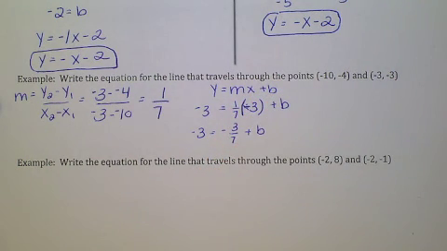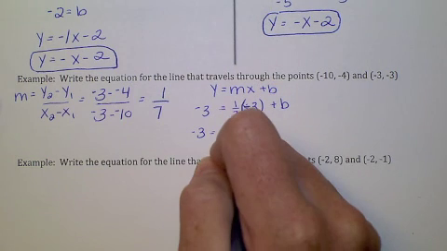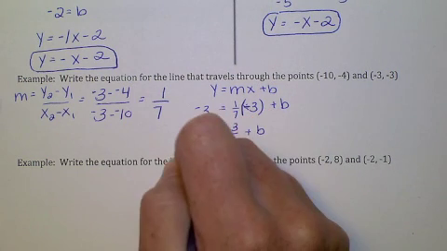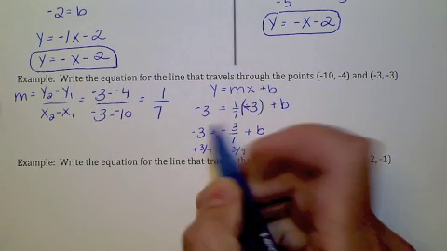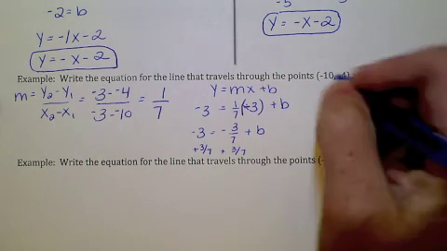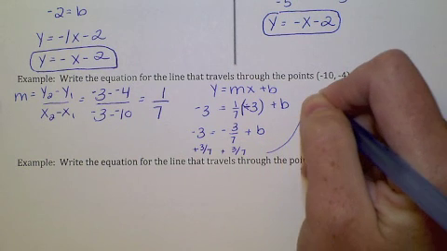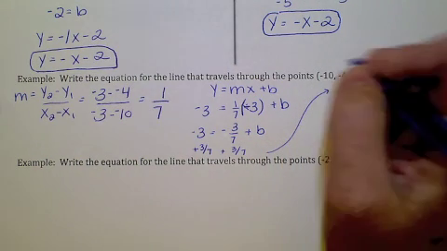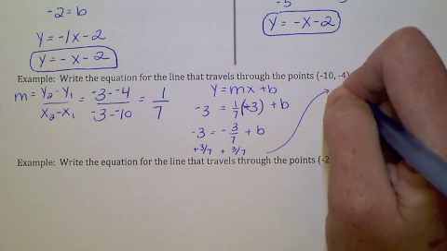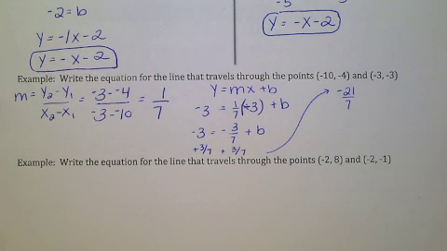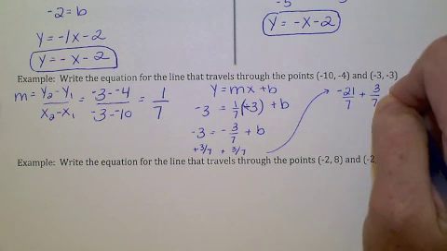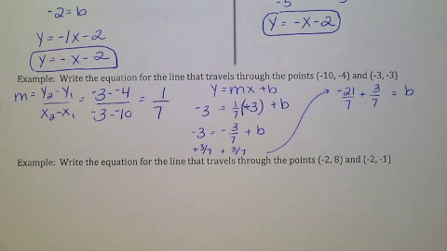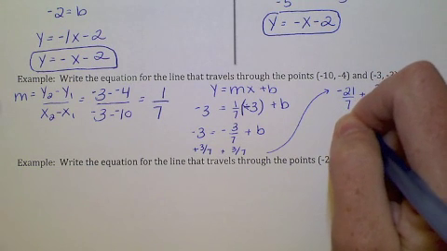Trying to find that y-intercept, I'm going to add 3/7 to the other side. It's going to be a little ugly. Negative 3, I'm going to change that to a negative 21 over 7. It's the same thing as negative 3. I'm going to add that 3 over 7. That still equals b. And that's going to get me negative 18 over 7.